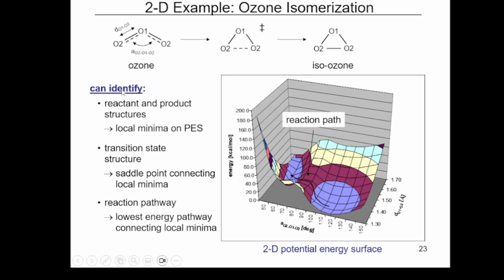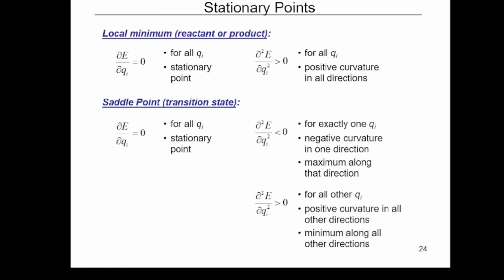We said previously that we can identify reactant and product structures on the potential energy surface. Now, in the case of a local minimum, the first derivative is 0. For a saddle point, the first derivative is also 0, for all Qi. So that is a stationary point. The derivative of energy with respect to displacement is actually talking about the forces, and it should be 0. So it means when the forces on the nuclei are 0, the structure is considered a minimum. It can be a local minimum, reactant or product, or it can be a saddle point.